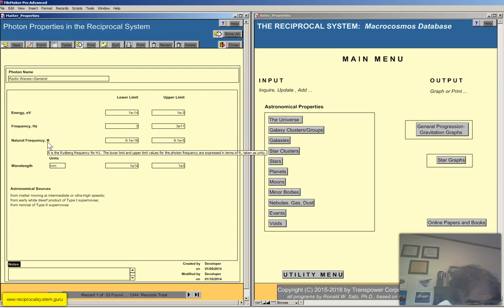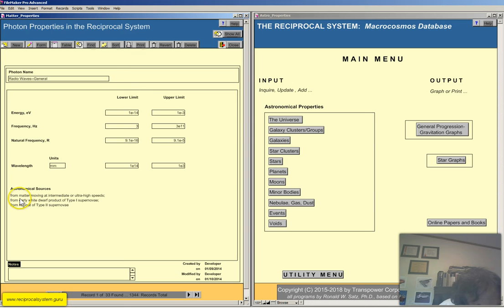Natural frequency R. R is the Rydberg frequency for the first isotope of hydrogen. The lower limit and upper limit values for the photon frequency are expressed in terms of R taken as unity. So this is just taken with regard to the Rydberg frequency, okay? And then we have the wavelength together with the units, in this case millimeters. It goes from 1e to the 14th millimeter down to 1e to the 3, or 1 times 10 to the 3 for the upper limit.